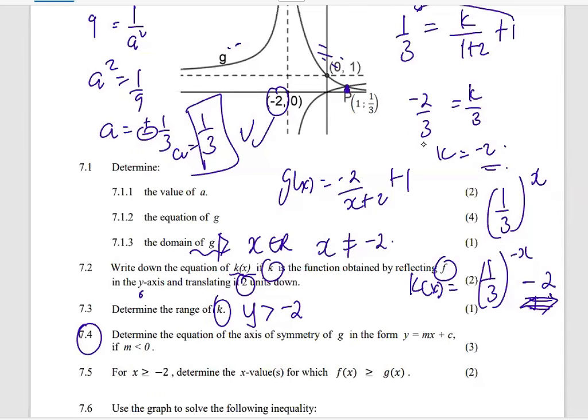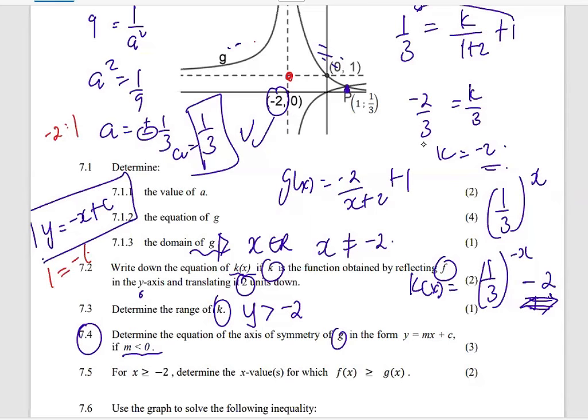Then 4, the equation of the axis of symmetry for g in this form where m is negative. So how do we get that? We normally say y is equal to -x plus c. Okay, this is the formula that we normally use. For us to get the c, use the point of intersection, which is -2 and 1. So 1 is equal to negative (-2) plus c. And then c is going to be 1 minus 2, which is -1. So the equation becomes y = -x minus 1. And then 7.5, for x greater than or equal to -2.